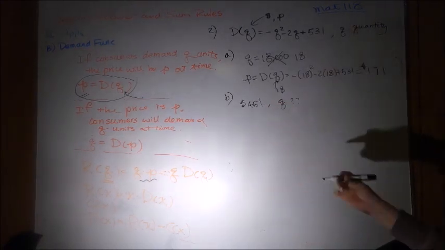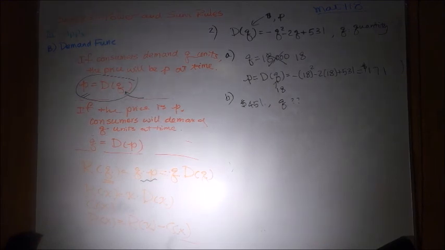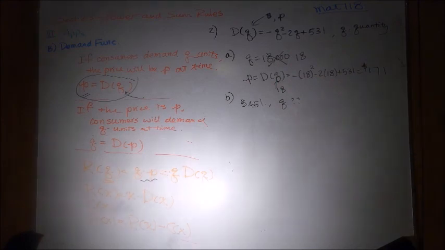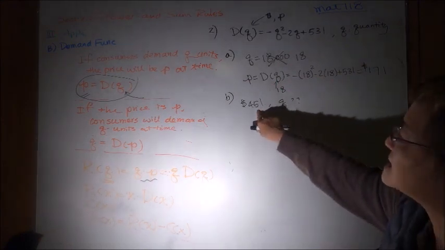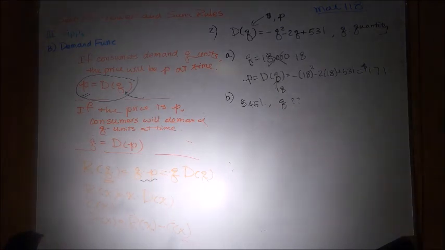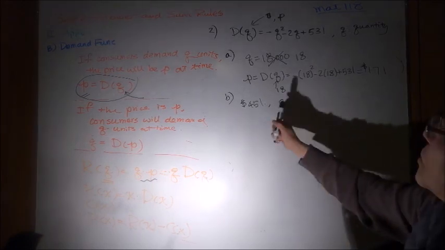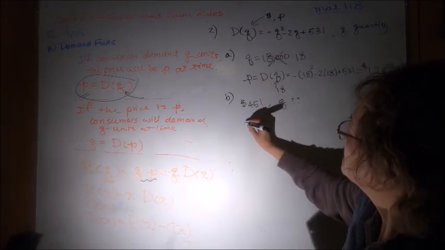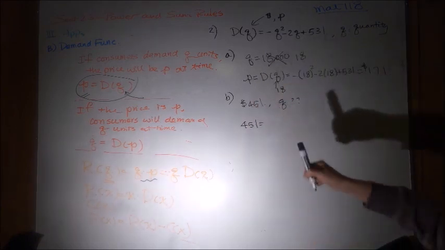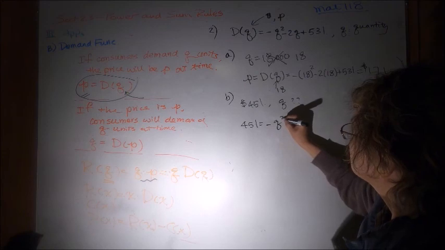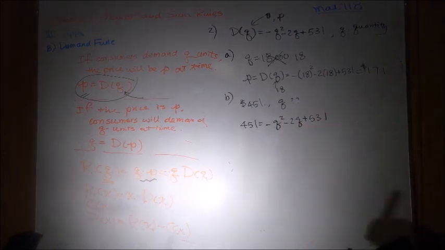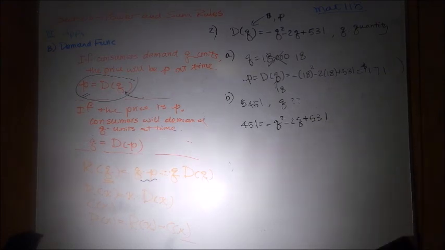If I sell at $451, you may not have 18,000 customers. So if I sell at this price, how many customers might there be? So you plug in here, that's your 451, that's your price, equals this function. Then what do we have? We have quadratic equations.